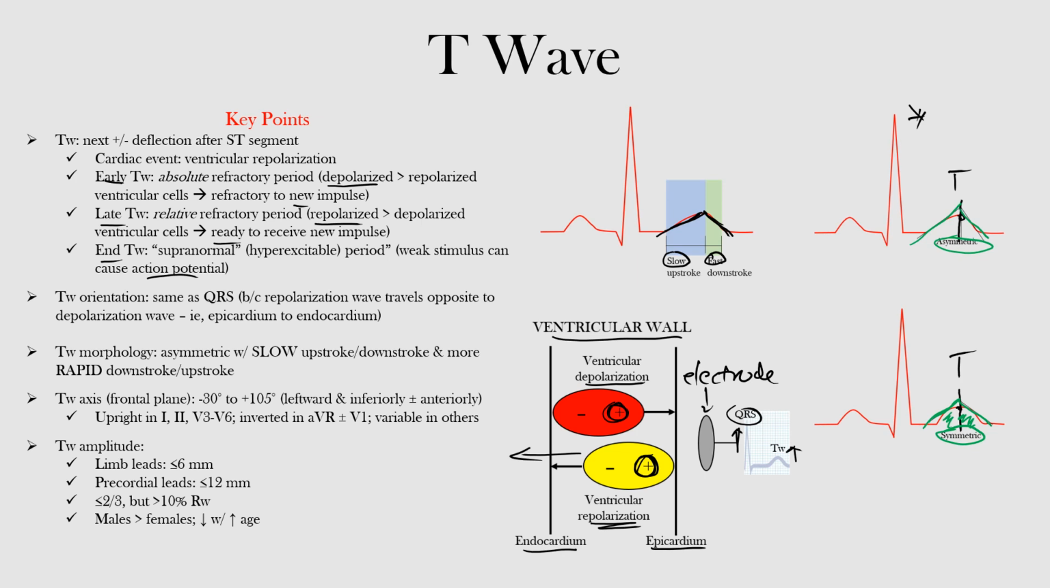Now, with the T wave amplitude, in general, the limb leads should have an amplitude of 6 millimeters or less, while the T waves in the precordial leads may have an amplitude of up to 12 millimeters. The greatest amplitude tends to be in leads V2 and V3. Some have also suggested the T wave amplitude should be less than 2/3, but greater than 10% the amplitude of the R wave. And lastly, the T wave amplitude appears to be slightly less in females than in males, and it seems to decrease with increasing age. So as we get older, the T wave amplitude tends to go down.